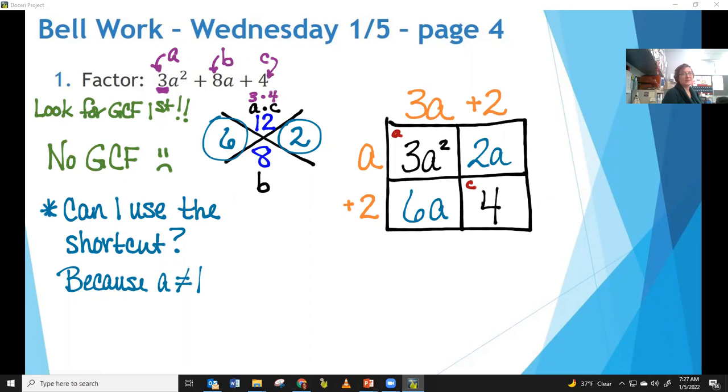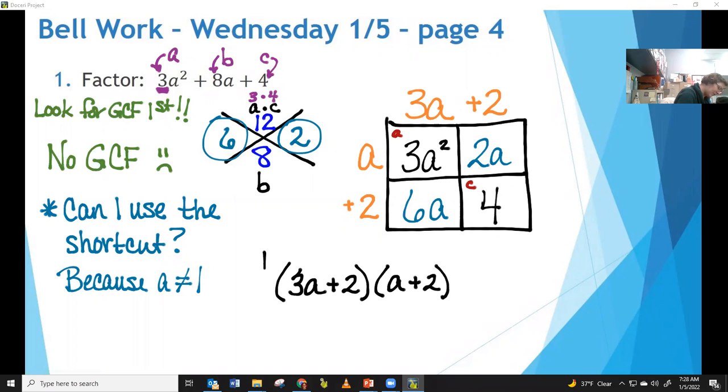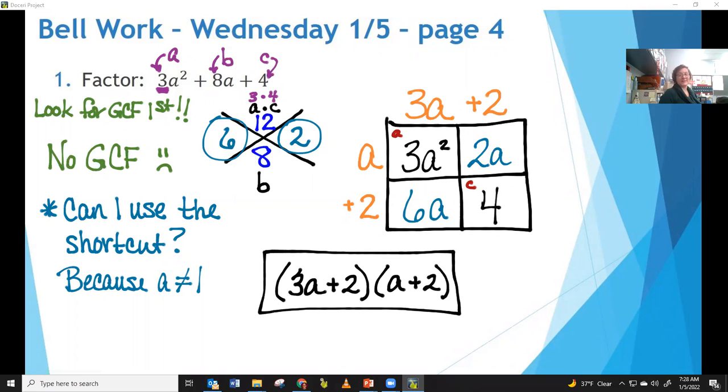What are my factors of 3a squared plus 8a plus 4? (3a plus 2) is one of my factors, and (a plus 2) is the other factor. We only have 2 factors for this one. Very, very nicely done.